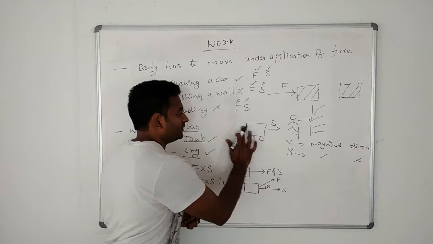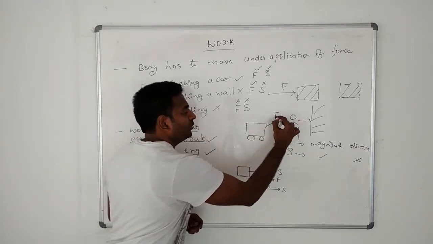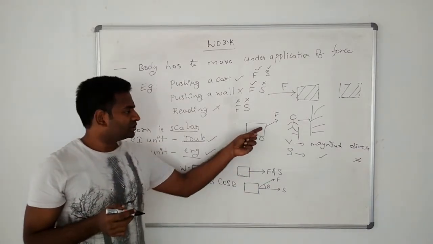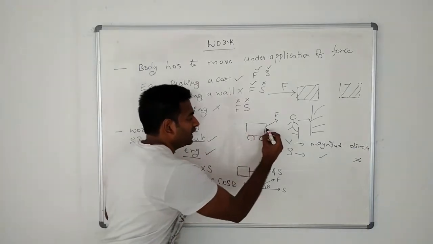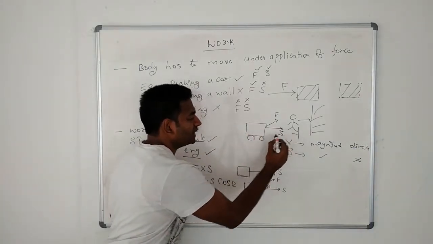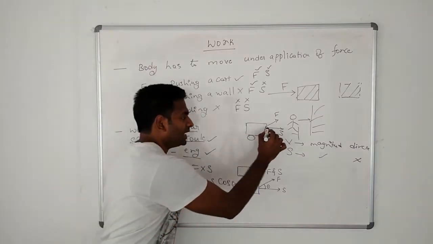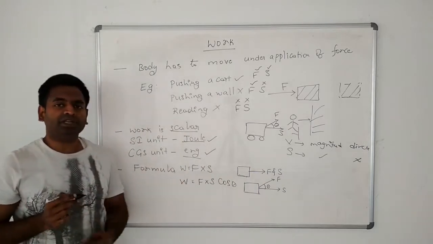But sometimes you might have seen people also pull the cart. When they pull the cart, it is possible that the force is applied in this direction and the displacement will be in this direction. Both of them are not in the same direction. They are at an angle. Let's say the angle between the force and the displacement is theta.